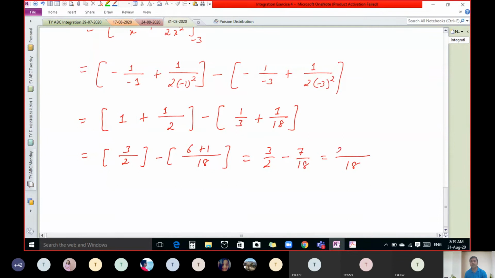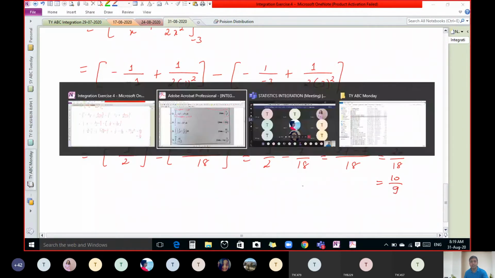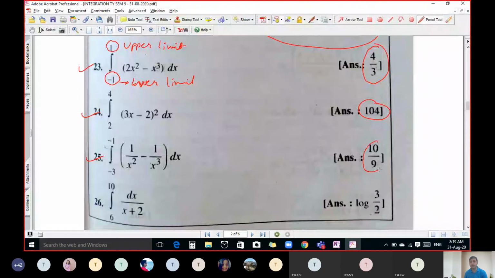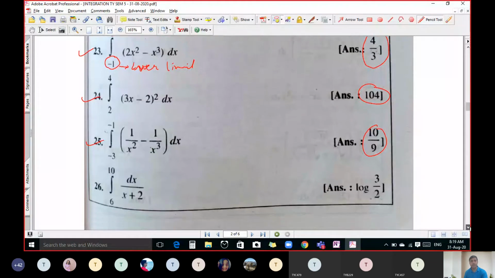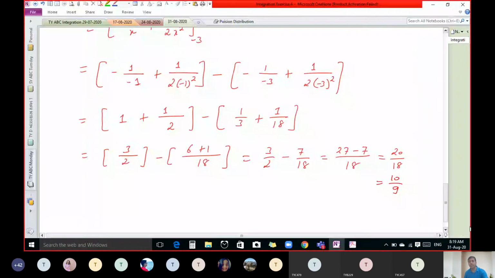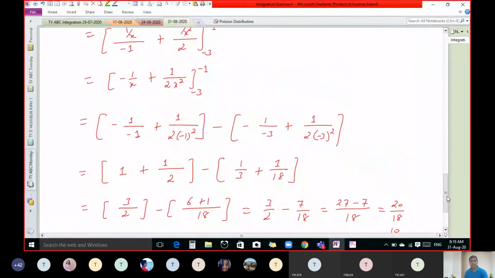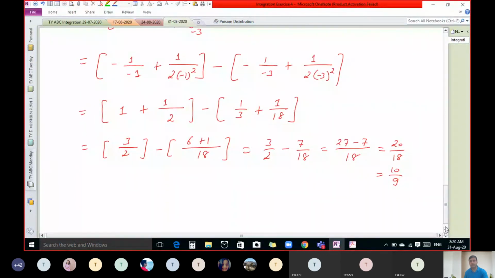So 9 threes are 27 minus, because of 18 we keep this 7 as it is, and 27 minus 7 is 20 upon 18. You can cut 2, so we get here 10, and here we get 9. So our final answer is 10 upon 9. So 10 divided by 9 is the final answer for question number 25. Any problem to anybody in these last few steps? Does any student have any problem in the last few steps?